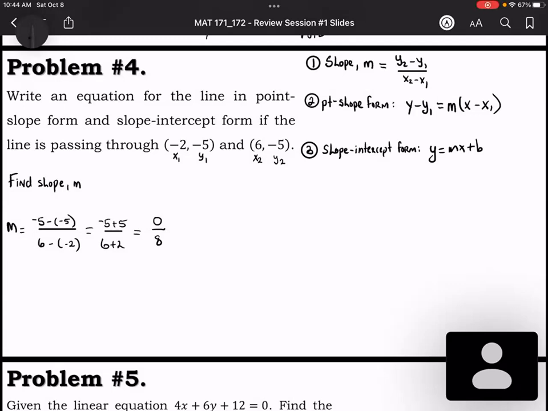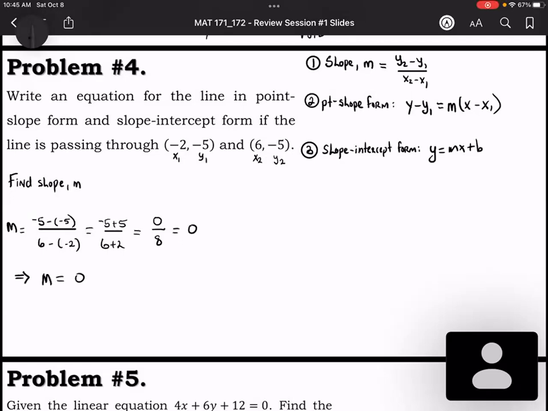Isn't it undefined? Unfortunately, no, it's not undefined. It's only undefined if we had any other number on the top and then the 0 on the bottom. You can have any number on the top but 0, but if you have 0 on the bottom, then it's undefined. But 0 over 8, if you're dividing any number into 0, if 0 is on the top essentially, then the answer is 0. There you go. So we have that m is equal to 0.